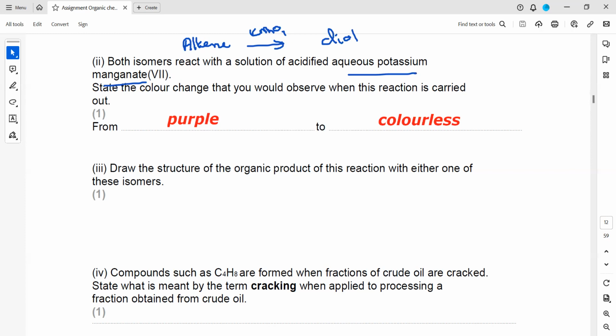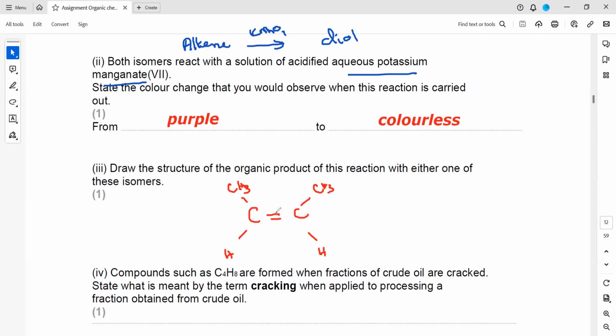How do you draw the structure of a diol? Diol means the two carbon atoms of the carbon-carbon double bond. If I take any one of the structures, like this was our first structure. When I draw the Z and E isomers, so what will happen?